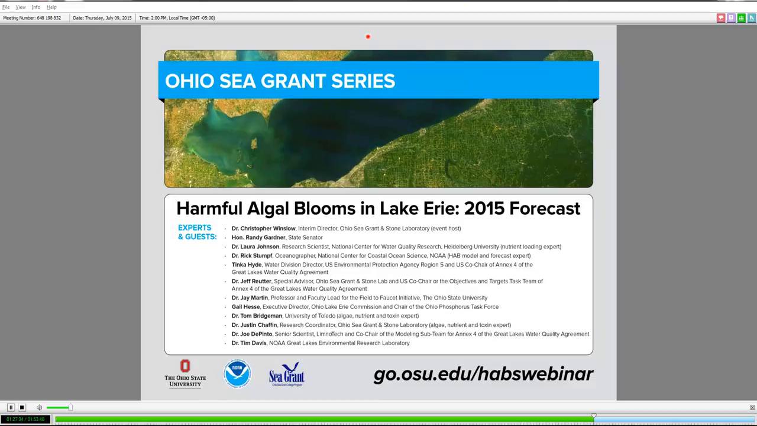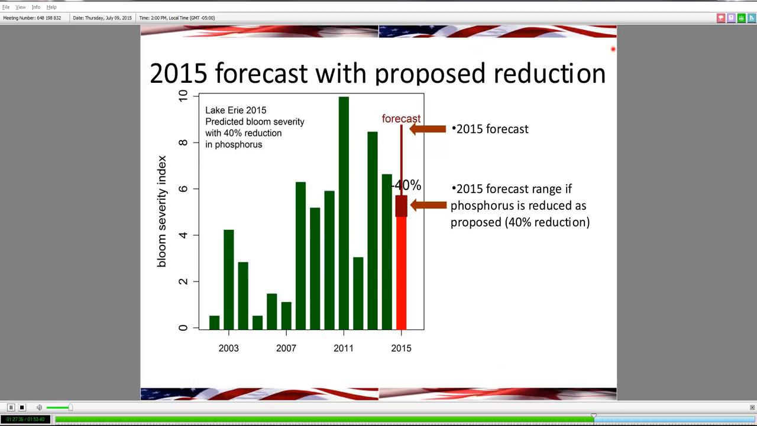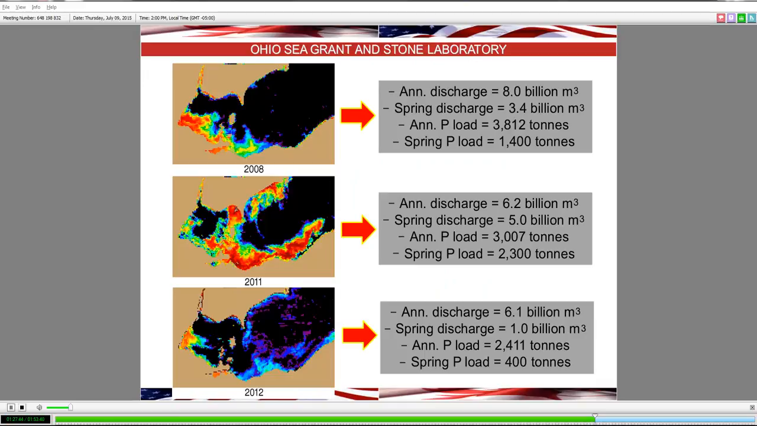Jeff, if I can add to that, I pulled up a slide from your PowerPoint presentation. If you look at 2008, the annual discharge for that year was 8 billion cubic meters, relative to 2011, which was the largest bloom on record, at 6.2 billion cubic meters. So it was a heavy discharge year, and you can see the annual load for that first figure, too, is 3,800 metric tons relative to, again, 2011, which was 3,000 metric tons. So that's kind of the reference points for you.